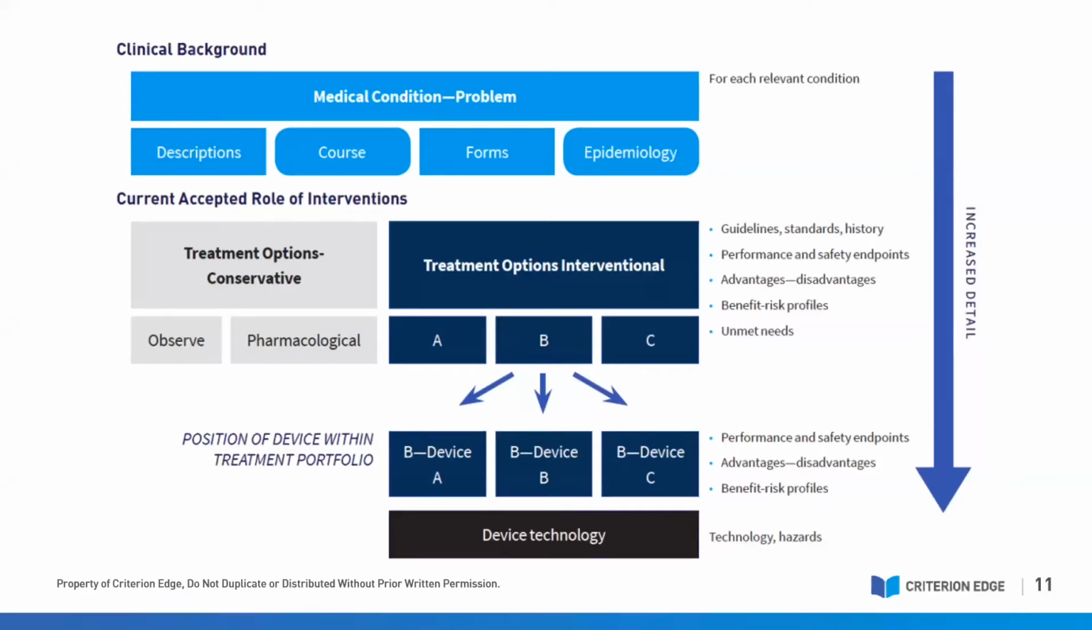So I like to equate the SOA section as sort of a funnel. You're going to start very broad and you're going to discuss the clinical medical condition for each relevant condition for which your IVD is designed. This will include things like the epidemiology, the clinical course, and any description of the medical condition. But that will be a very high-level discussion.